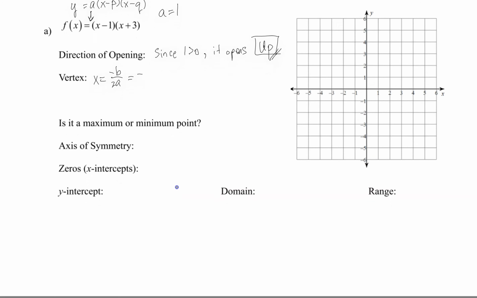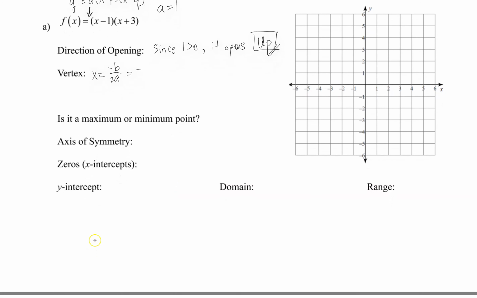So I'm going to make a box down here, and I'm going to put x minus 1 and x plus 3. And x times x is x squared. X times minus 1 is minus 1x. And 3 times x is 3x. And then 3 times negative 1 would be negative 3.